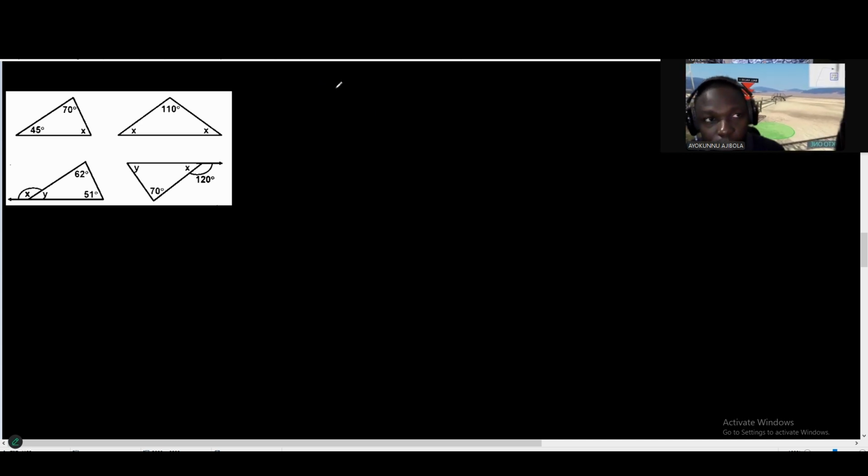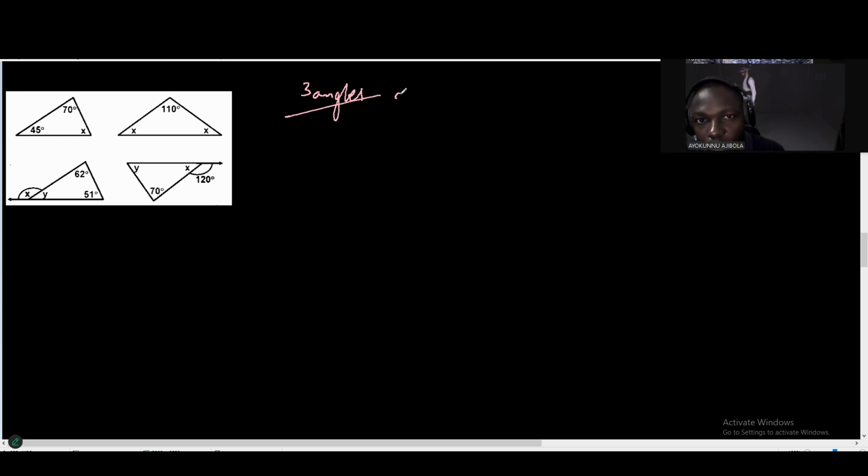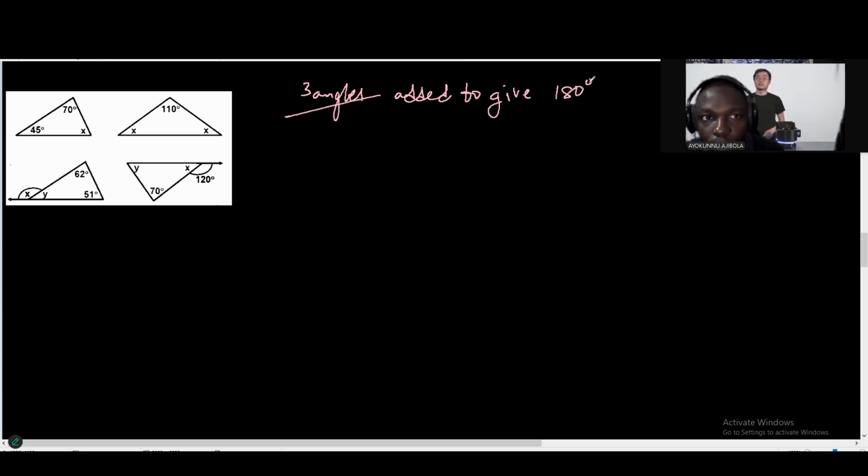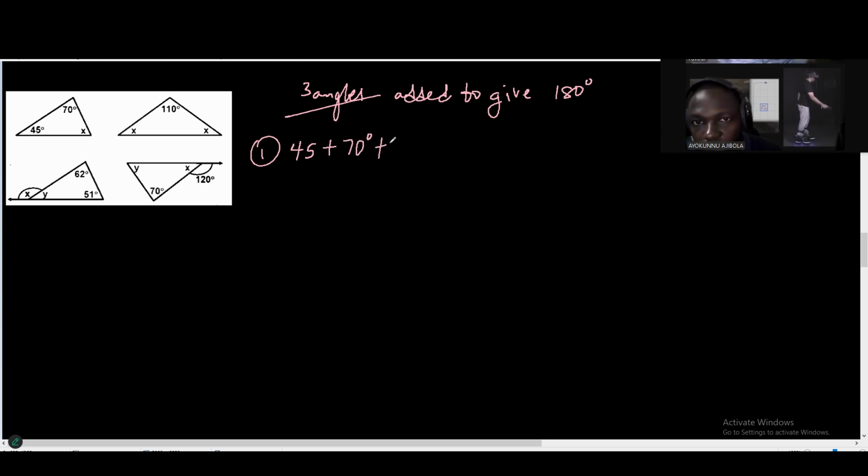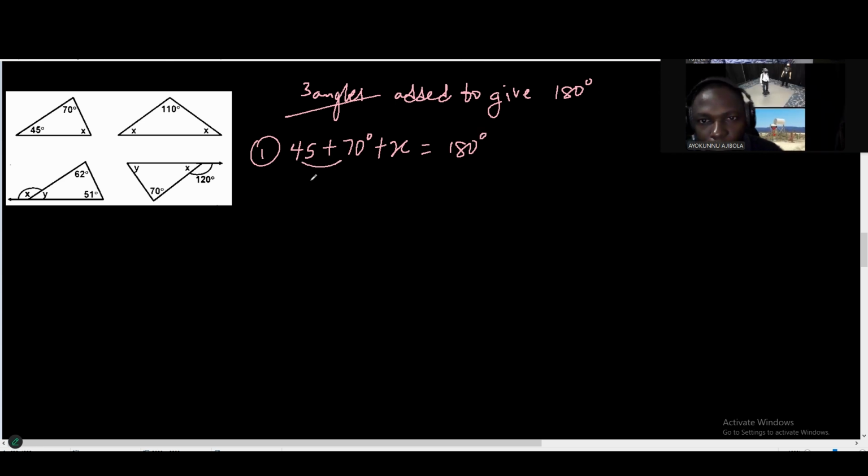So, in a triangle, how many angles are there? 3 angles. And when you add the 3 angles together, they add up to what? 180 degrees. So in the first question, it says 45 plus 70 degrees plus the unknown angle is 180 degrees. So just add this together. That will be what? 115.